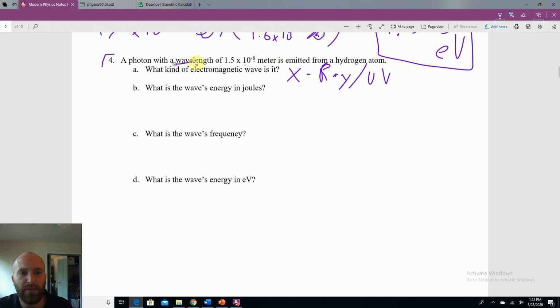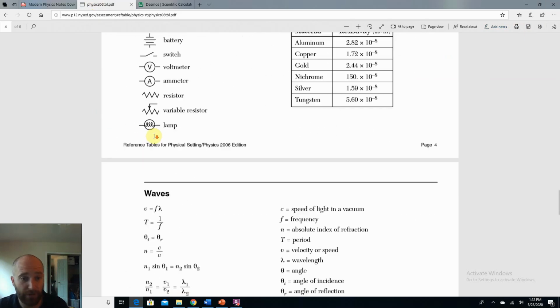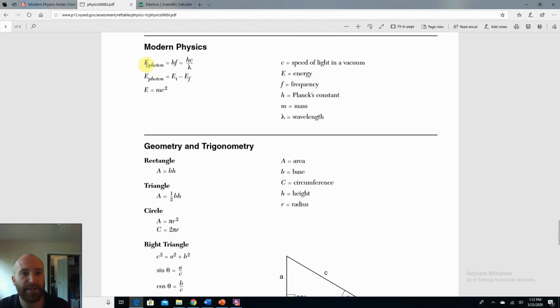Okay, so we have a wavelength and we want energy. Those are different things, right? We're not converting energy to energy. We're doing wavelength to energy. So maybe we need an equation for this. Let's check our photon energy equations, which were in that modern physics section.